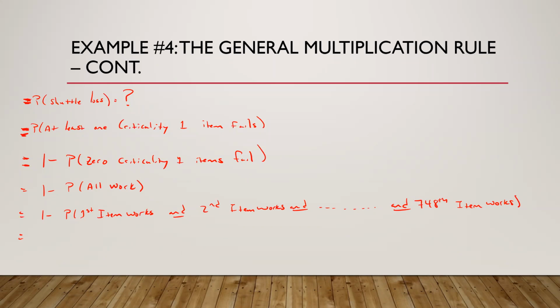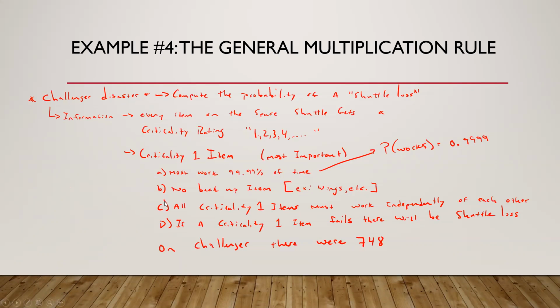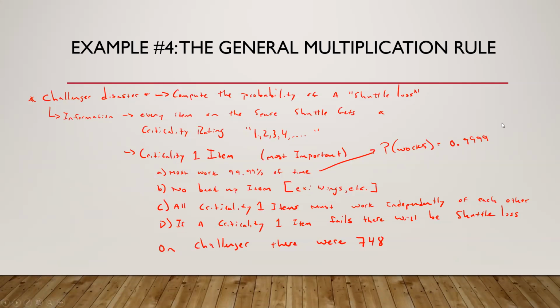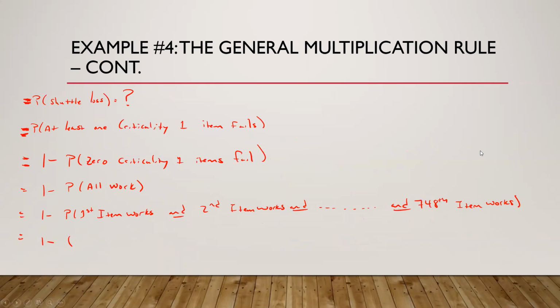Now the next thing you have to ask yourself is whether they have to be independent of each other. If you look here, it says right here in C, all items must work independently of each other. So then I see the and statement. It implies multiplication. So this would be 1 minus the probability the item works, 0.9999, raised to what power? Yeah. 748. So let's grab that trusty calculator.